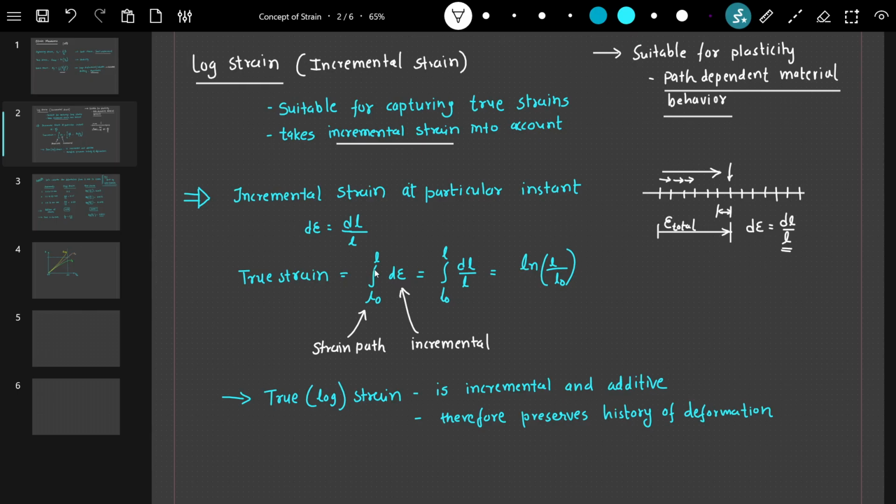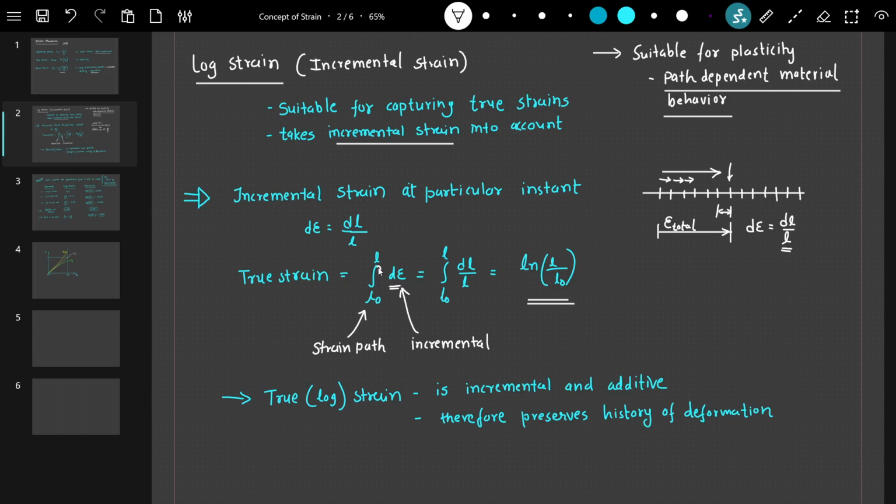So for true strain, we just take the integration from the original length to the current length. So the original length is L naught and the current length is L. We are just taking the summation or integration of that incremental strain over the path. So we substitute d epsilon as dl by L here, and we take the integration. So we get this logarithmic strain measure.